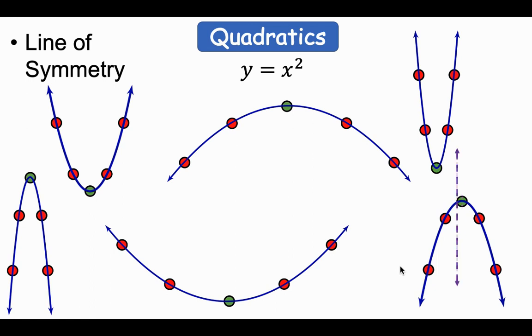Now, if you notice on all of these, basically the line of symmetry is going through the vertex every single time. And that's not a coincidence. That will always happen. Your line of symmetry has to go through your vertex in order to work.